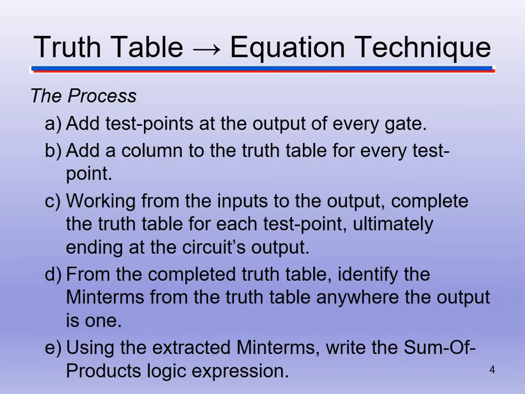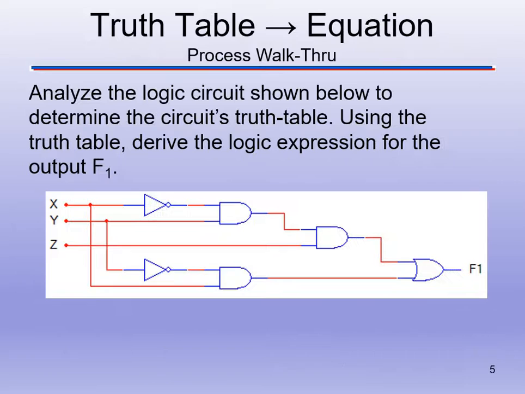We're going to work from the inputs to the outputs, and we're going to complete a truth table. Remember, in your truth table you have to have the right number of inputs and what the outputs are going to be. From the completed truth table, we're going to identify the minterms, so we're going from the expression to identifying the minterms. Before, in the last lecture, I gave you the truth table, and wherever the output was a 1, you were able to identify the minterm. Now we're going to take the minterm and go back to the table and put a 1 there. We're going to use the extracted minterms to write the sum of products logic expression.